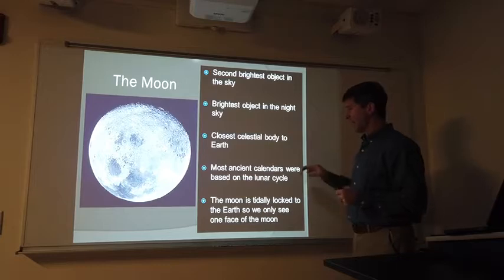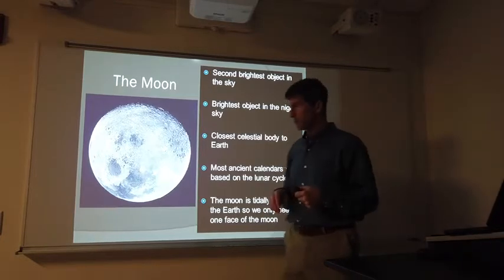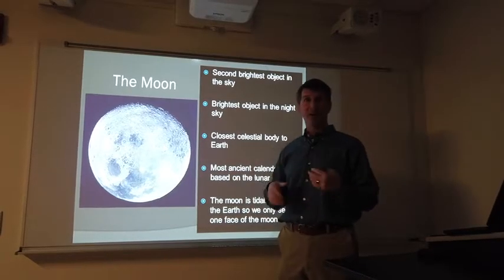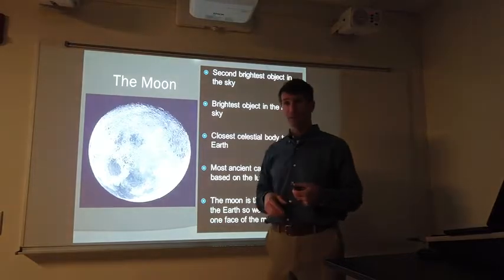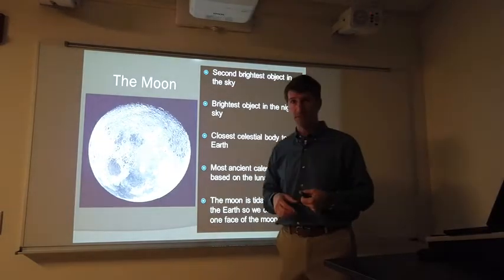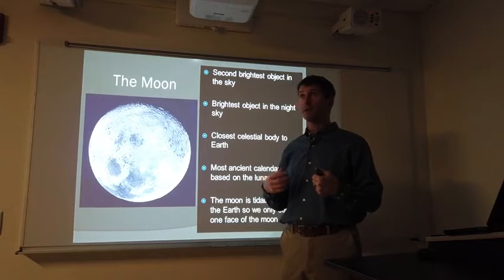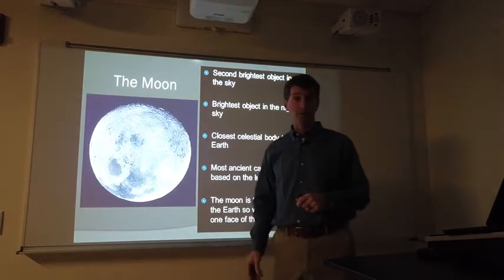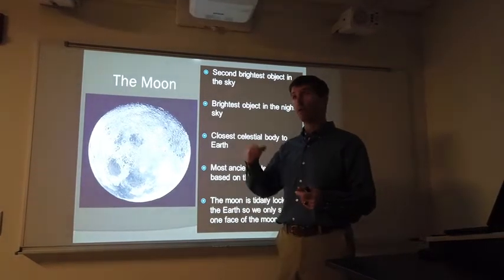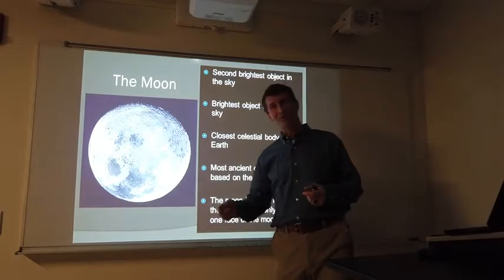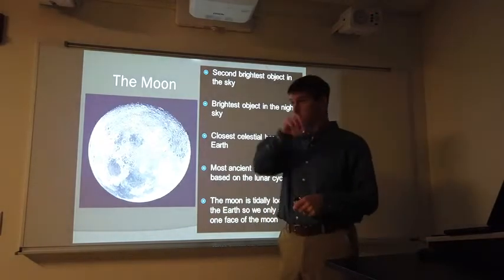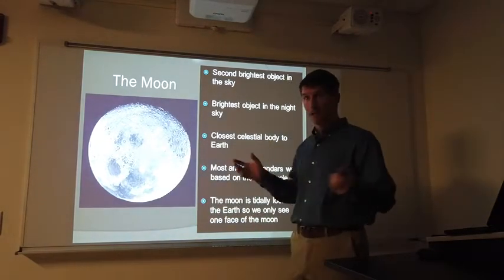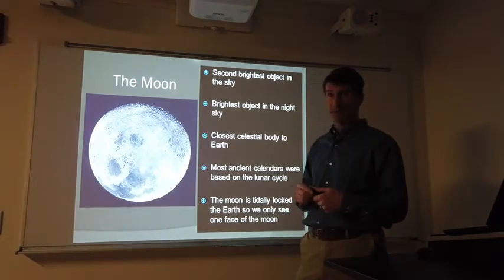Most ancient calendars were actually based on the lunar cycle. And the calendar that we have today is sort of a modified version of some of these lunar calendars. If we think about the month, each month is roughly equal to about one lunar cycle, the moon going from new to first quarter to full to last quarter back to new. That full cycle is approximately a month, and that's why we break the year up into months.